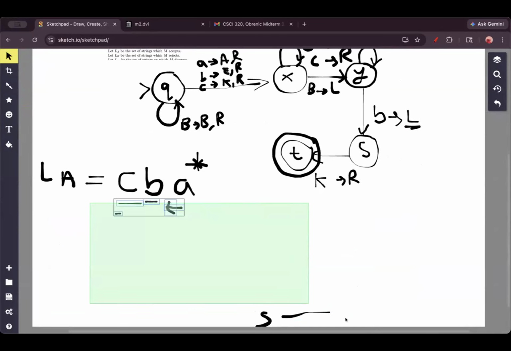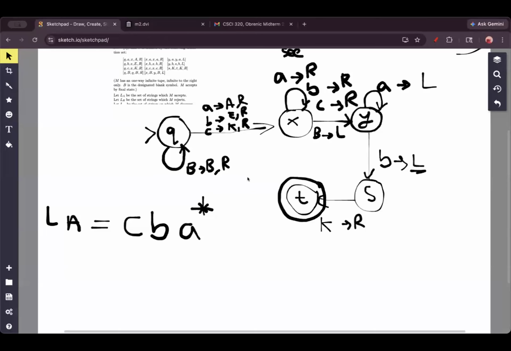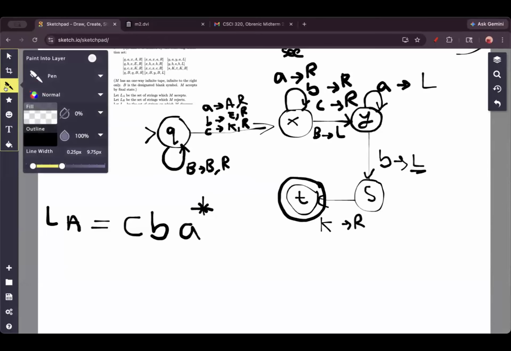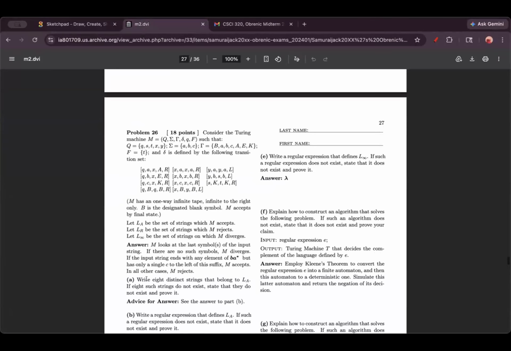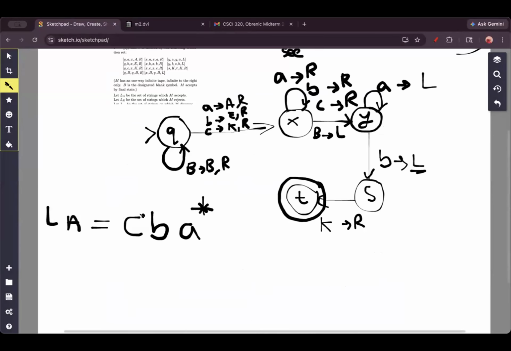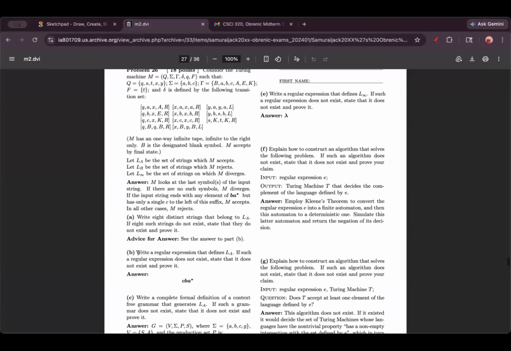Any questions on LA? Okay, let's do LR, which is the set of strings. I think over here it says to generate eight distinct things that belong to LA. So anything from over here, like C, B, A, or like CBA even, or just CB because this is the cleaning star. Anything from there, just write it eight times, and that should be your answer for A.